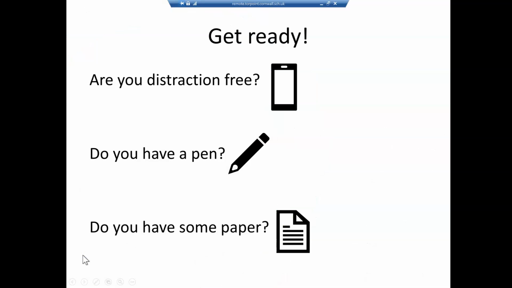The first thing that I would like you to do, please, is to make sure that you are ready to start the lesson. So that means checking that you are distraction free. Get rid of the phone, pop it on silent, place it in another room if you need to. Make sure that you have a pen or a pencil, something to write with. And also that you have some paper, whether it's line paper, a notepad or plain paper, so that you can record notes from this lesson. Okay, so we're ready to start.